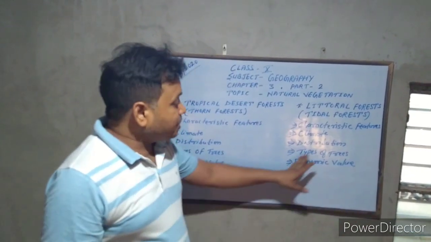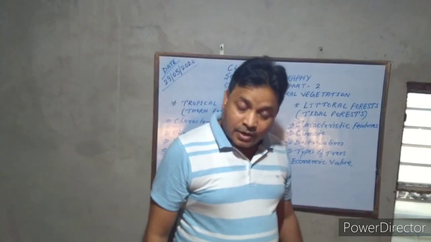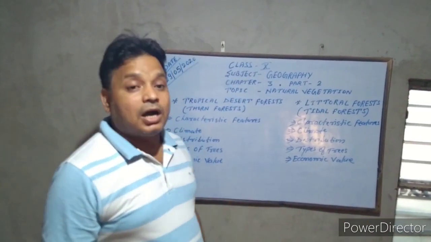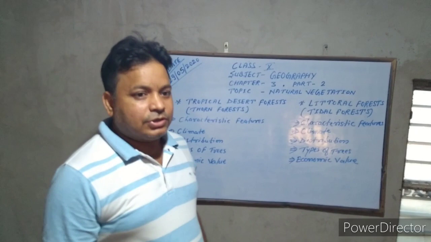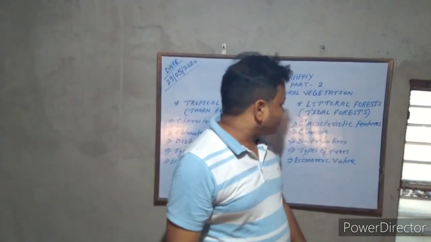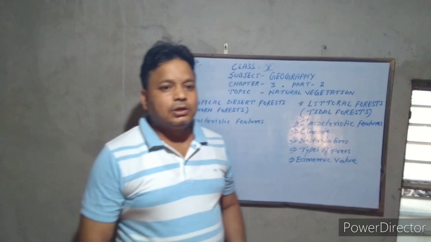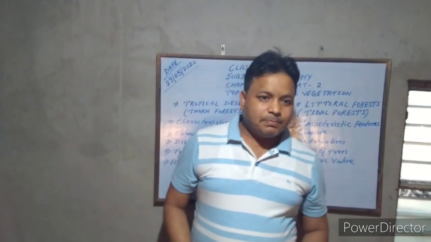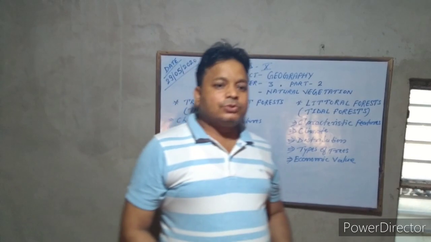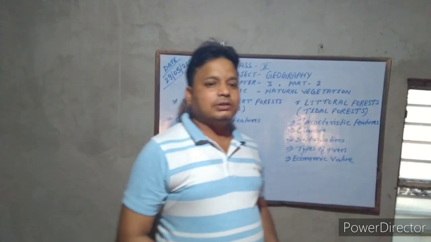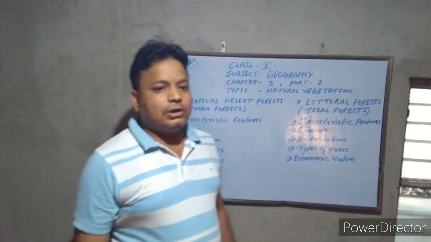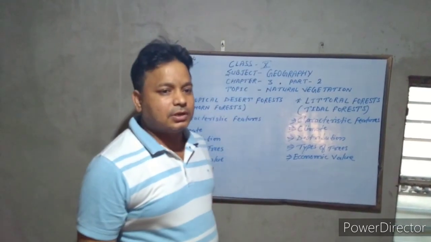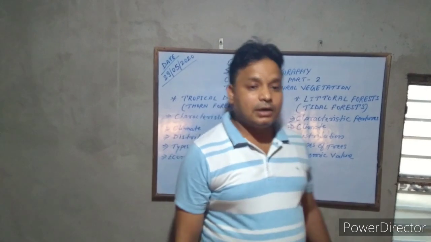What types of trees are found in this forest, I will discuss now, student. The trees found in littoral, tidal or mangrove forest include amur, canes, palms and Sundri trees, that grow along the coast and salt marshes, and in the Sundarban in the delta of Ganga.